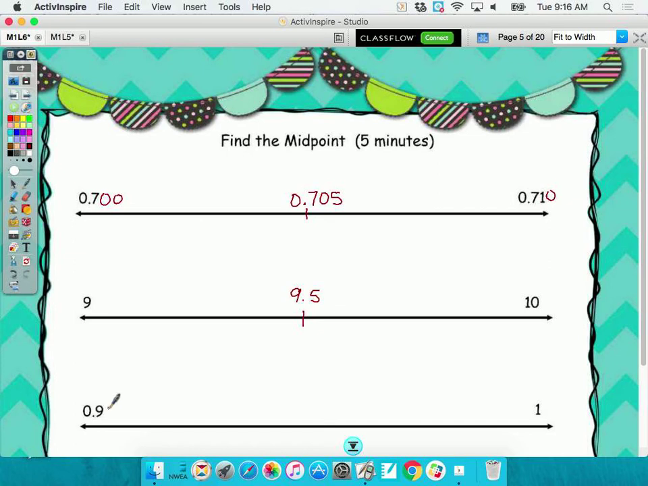If I start adding zeros here, and I've got to add 2 to this to make it be 100. So this is like 90 hundredths. What's halfway between 90 and 100? 95. So is Channing right when she said 95 hundredths? Yes, she is. Okay.